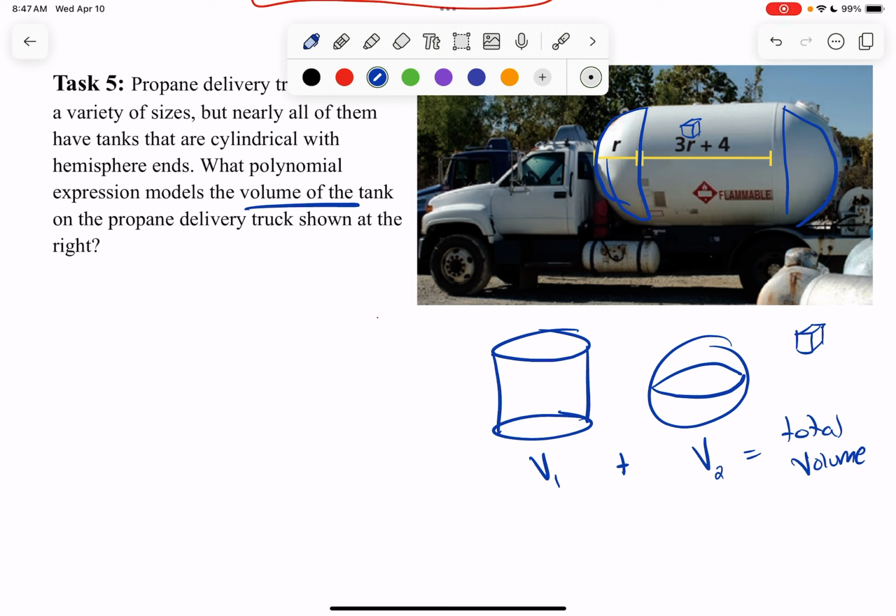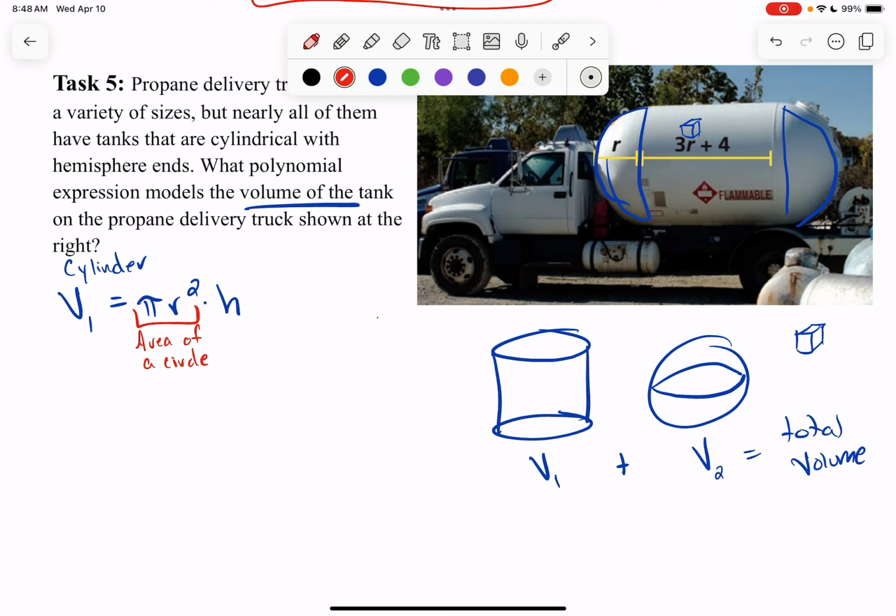Okay, so first I need to find the volume of the cylinder. For the volume 1 of the cylinder, I need to know the volume of a cylinder. If you don't, the volume of a cylinder is pi r squared, which is the area of the base, times the height of the cylinder. It's very similar to our prism because this pi r squared is just the area of a circle.